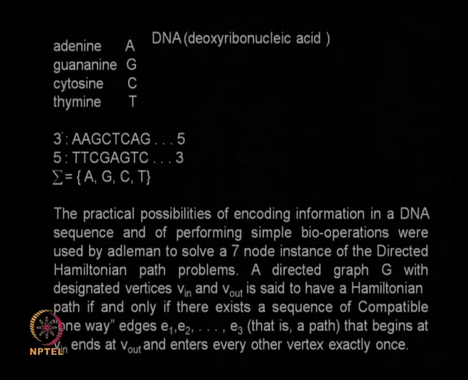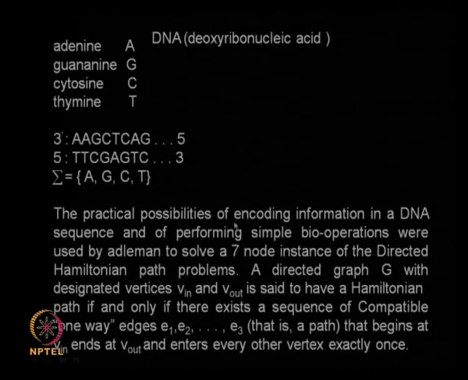Now, Adleman performed an experiment first in 1994, and that was the starting point for this subject or this new model of computing. And what he took was a directed graph, and the problem is to find out whether the directed graph had a Hamiltonian path. So, the practical possibilities of encoding information in a DNA sequence and performing simple bio operations were used by Adleman to solve a 7-node instance of a directed Hamiltonian path problem.